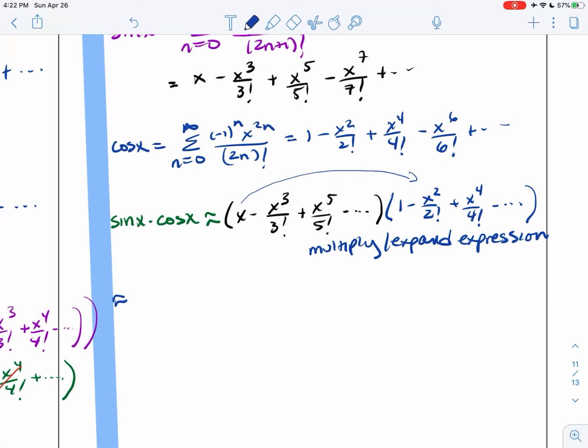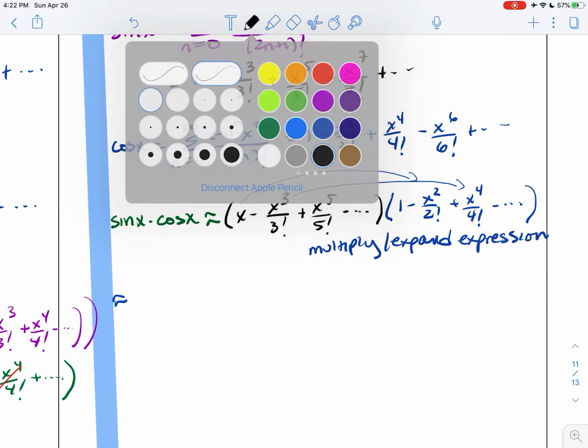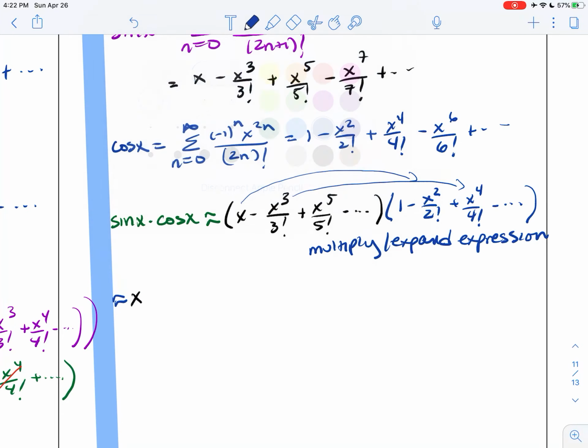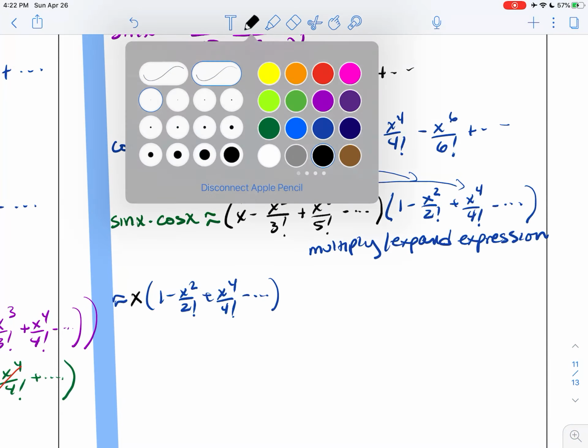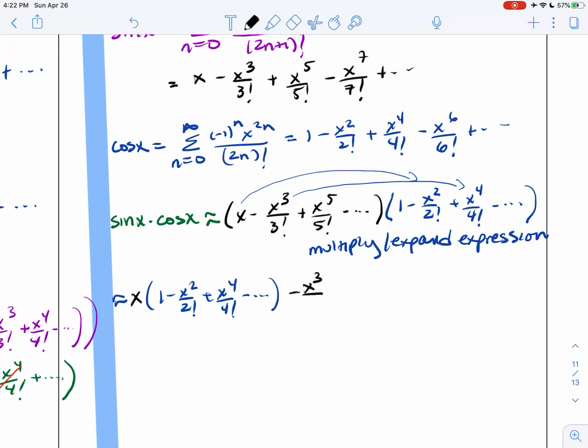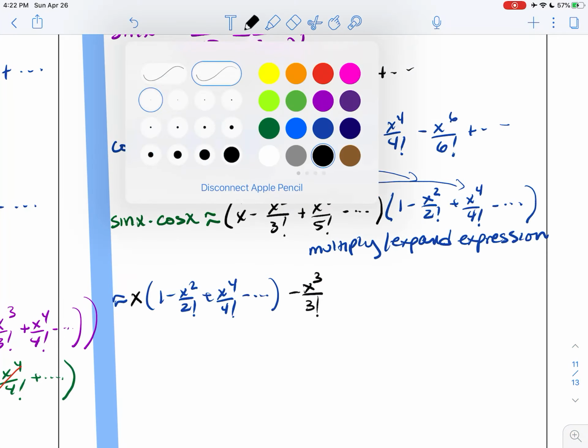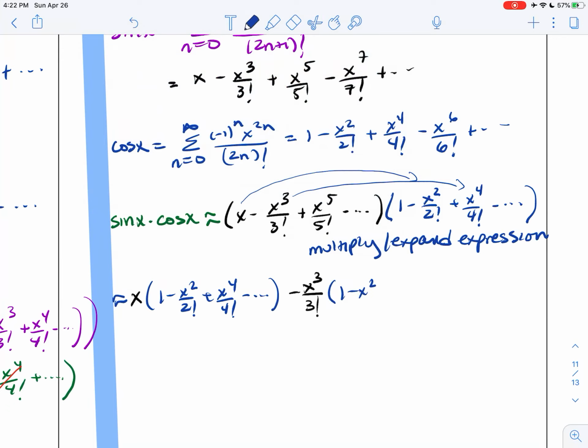And so remember, that is going to be roughly equal to, if I take each term and multiply by this expression and then this term and add it to this expression, this is going to equal x times 1 minus x squared over 2 factorial plus x to the 4th over 4 factorial minus dot dot dot. And then I have minus x cubed over 3 factorial, and I'm still going to multiply by 1 minus x squared over 2 factorial plus x to the 4th over 4 factorial minus dot dot dot.